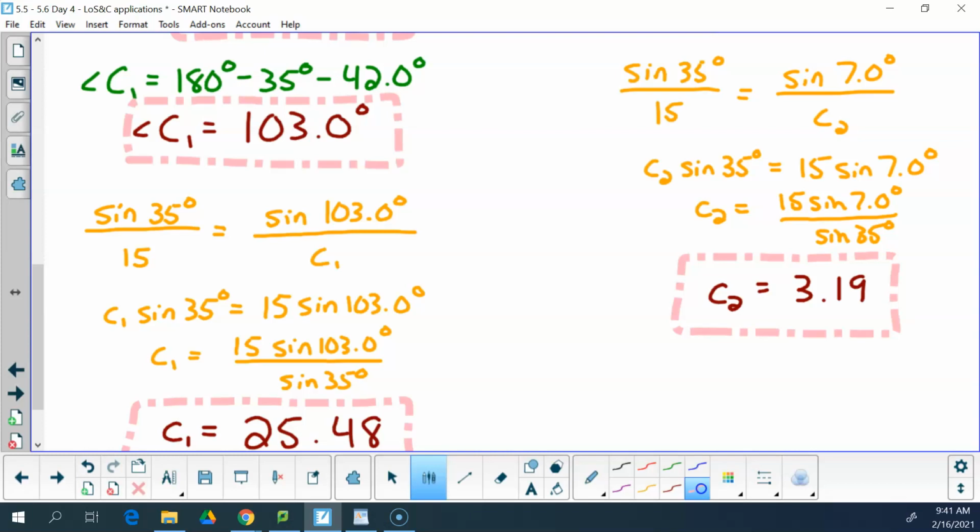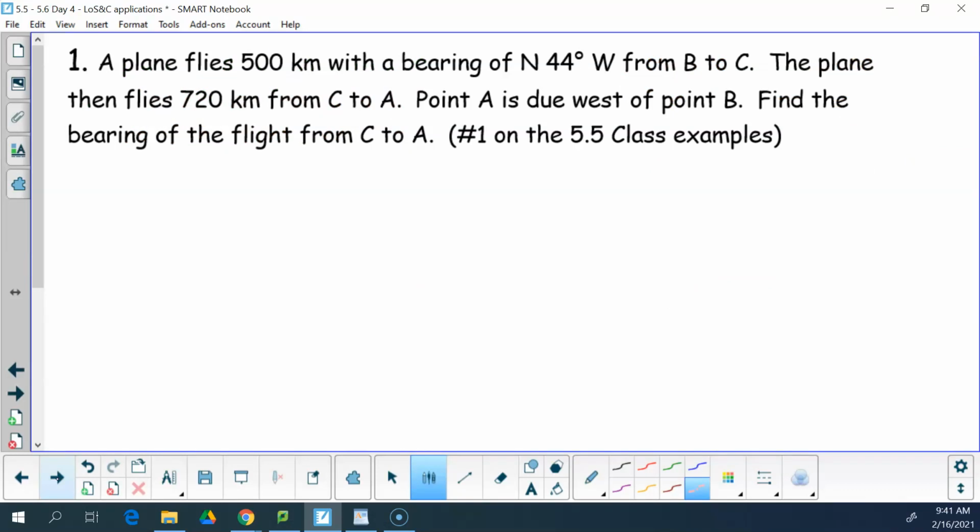No? Fantastic, love it. All right, now we're in the green packet. So we're going to be on those two word problem ones. This is number 1 on the 5.5 class examples. There's one side that is 5.5, the other side is 5.6. So this is number 1 on 5.6. Okay. Word problem, application type thing.